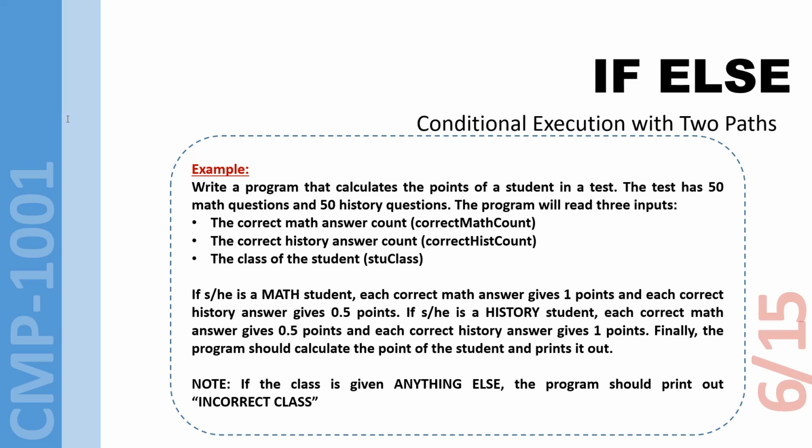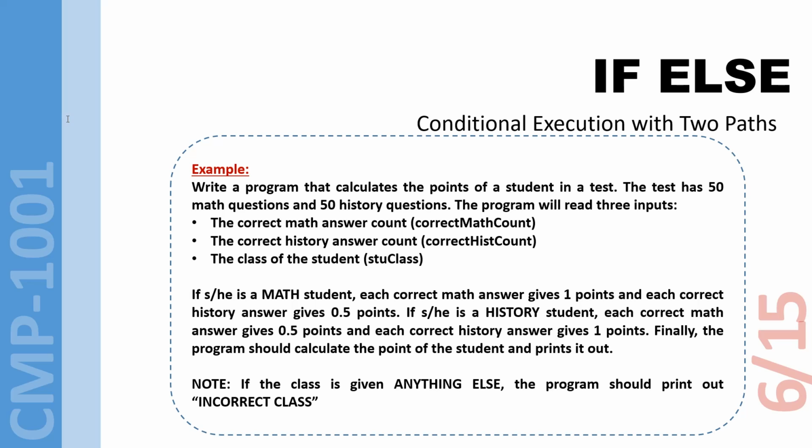Alright, now let's continue with a more sophisticated looking example. Write a program that calculates the points of a student in a test. The test has 50 math questions and 50 history questions. And the program will have 3 inputs. The correct math answer count, which is gonna be obviously an integer value, and let's call it correct math count. Next, the correct history answer count, which is gonna be an integer variable, and it's gonna be called correct hist count. And finally, the class of the student. Most likely it's gonna be a string, and the variable's name is supposed to be stu class, short for student class.